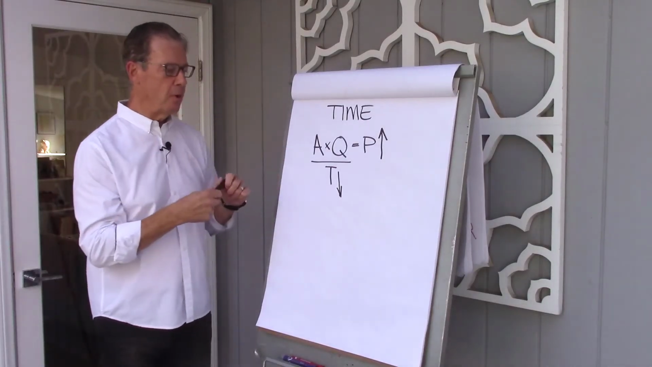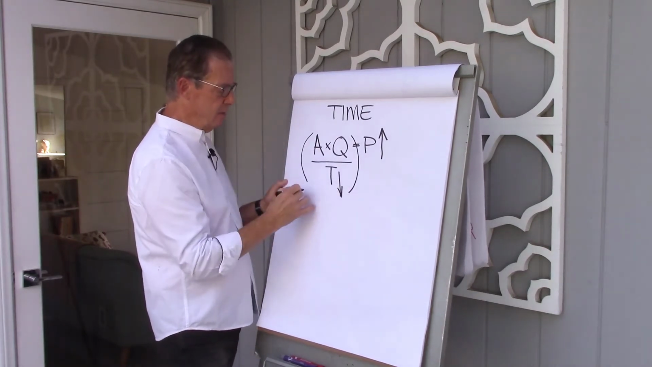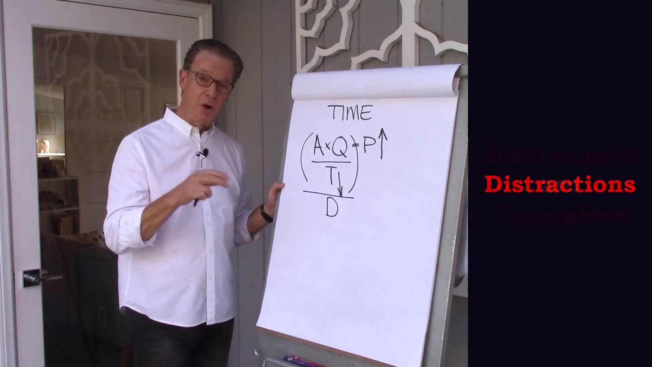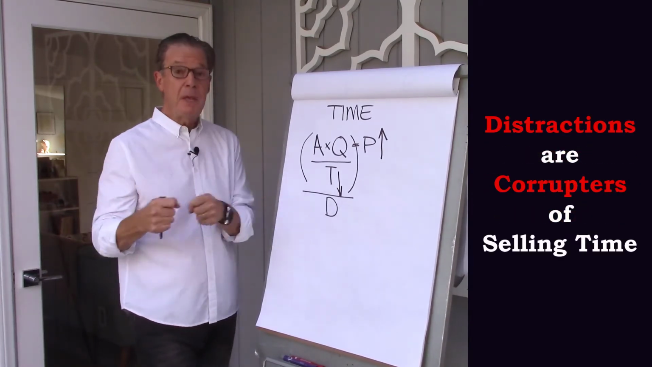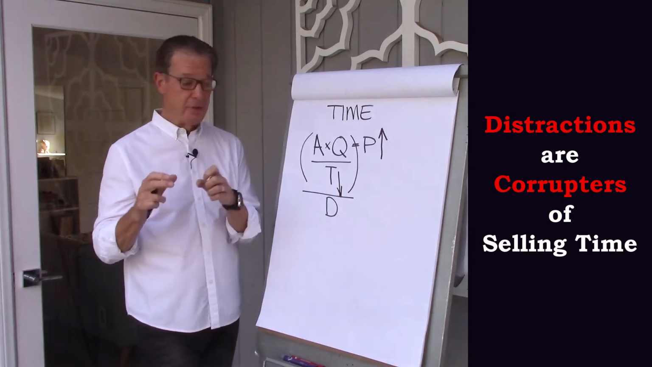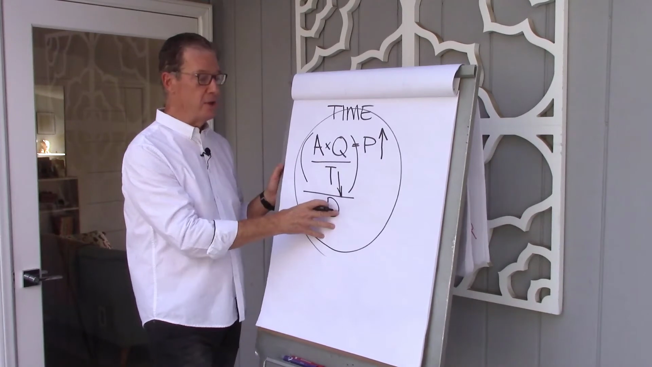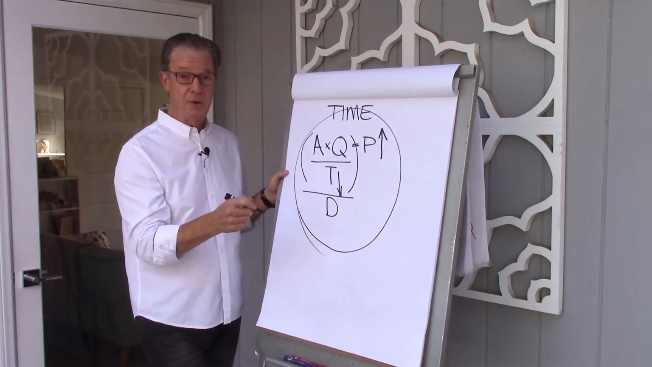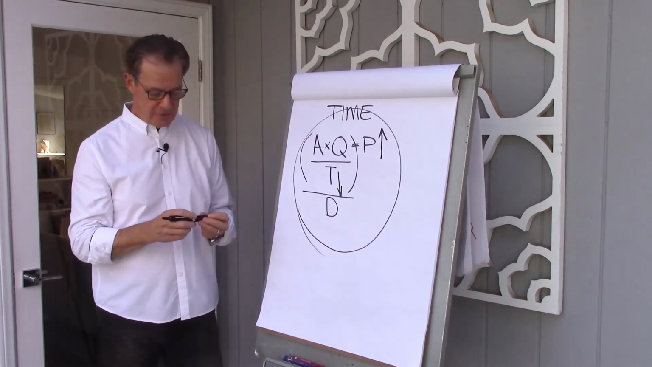So that's one way of looking at time. And the other part of this equation is over D, which are distractions, which are corruptors of selling time, those things that pull people away from their selling activities. And if you want to know more about this entire equation, be sure and check out our video on what to measure, okay? So that's one way of looking at time.